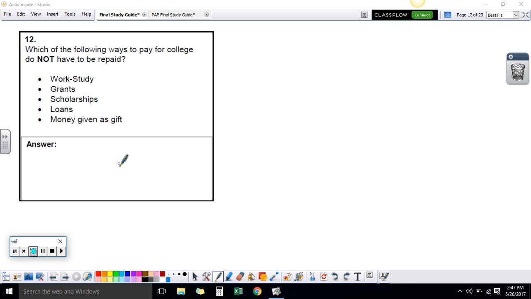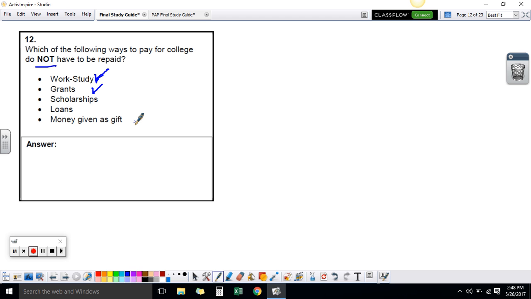Number 12. Which of the following ways to pay for college do not have to be repaid? Okay, so I talked to a bunch of you this week about these questions. Work study, that is where you get a job on campus while you're going to school, obviously, to help pay your stuff. So that does not have to be repaid. So check. Do not have to repay that guy. Okay, a grant. A grant is kind of like, think about it when a genie grants you a wish. Does he ask you to pay him back? Nope. So a grant is money that is given to you either by the government or by an organization to help you pay for college that you don't need to repay.